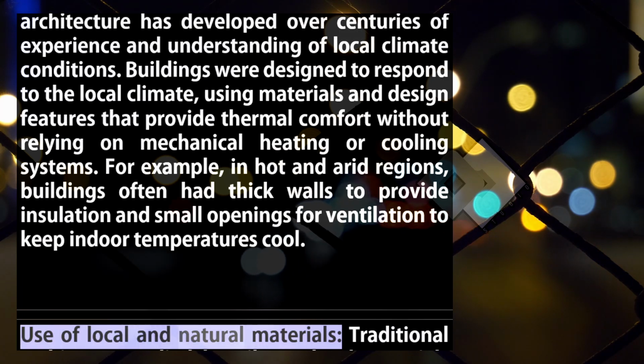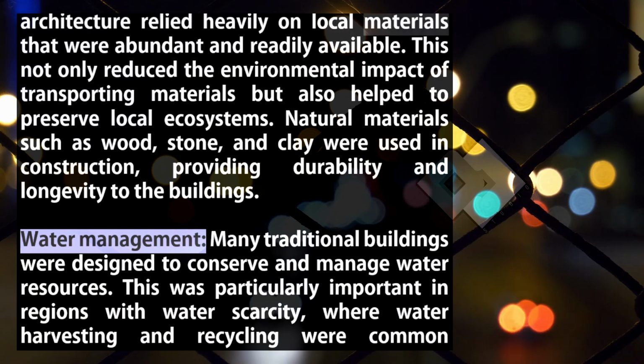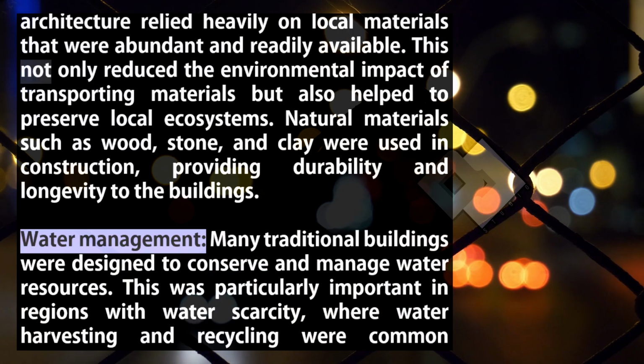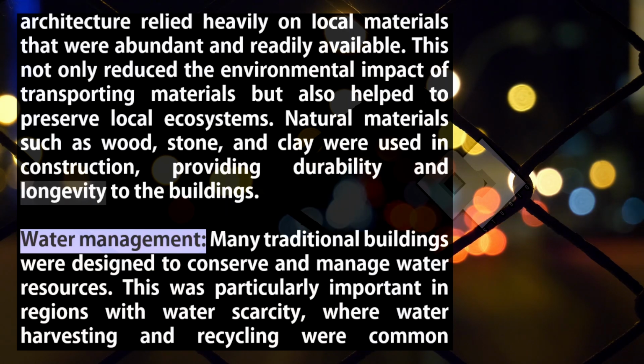Use of local and natural materials. Traditional architecture relied heavily on local materials that were abundant and readily available. This not only reduced the environmental impact of transporting materials, but also helped to preserve local ecosystems. Natural materials such as wood, stone, and clay were used in construction, providing durability and longevity to the buildings.